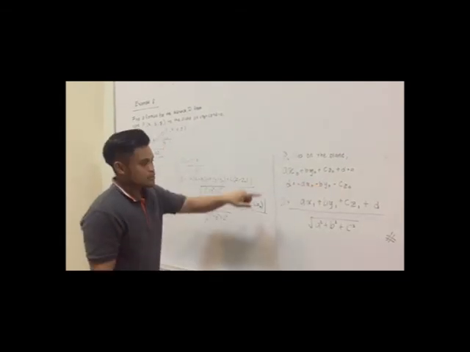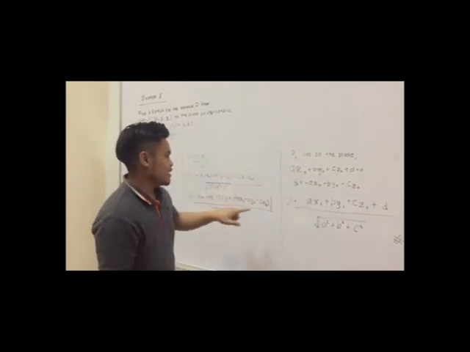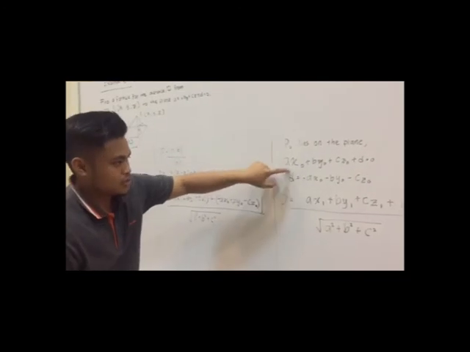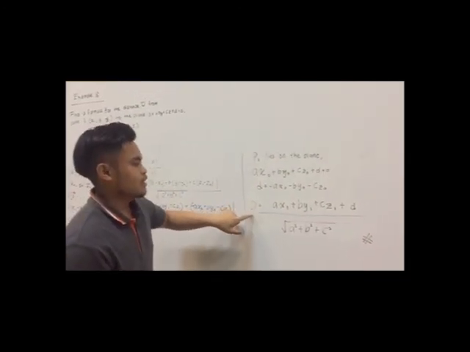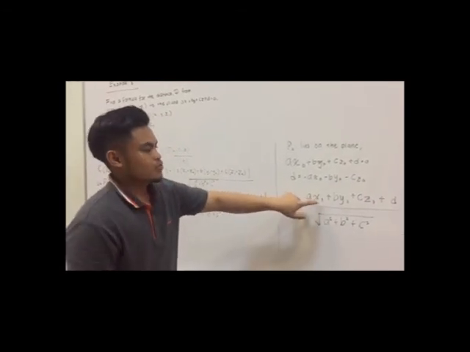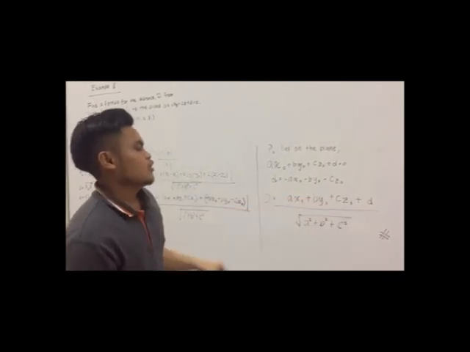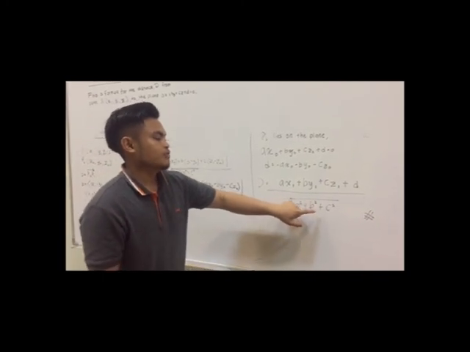If we see this form, it is the same as what we found just now, so we only substitute d with this value. So we get our final answer: the distance is equal to ax1 plus by1 plus cz1 plus d over the square root of A squared plus B squared plus C squared.